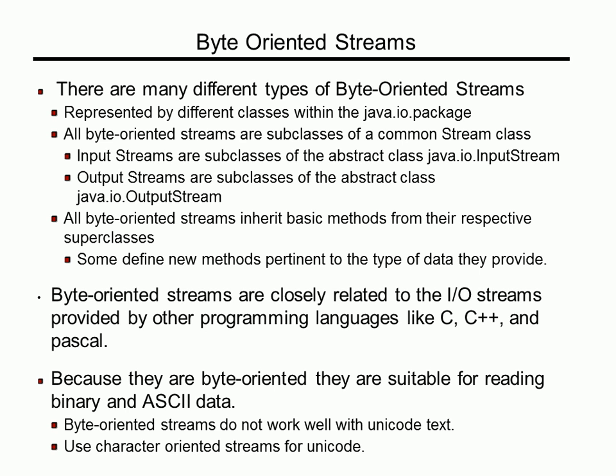So all byte-oriented streams inherit basic methods from their respective superclass. This is normal with inheritance. Some define new methods pertinent to the type of data they work on. So as you inherit, when it gets to your level, you modify it, you add your views to it, and customize it to suit what you want. Byte-oriented streams are closely related to the IO streams provided by other programming languages like C and C++. It's just like your istream and ostream that you overloaded, but you couldn't answer a question on it.